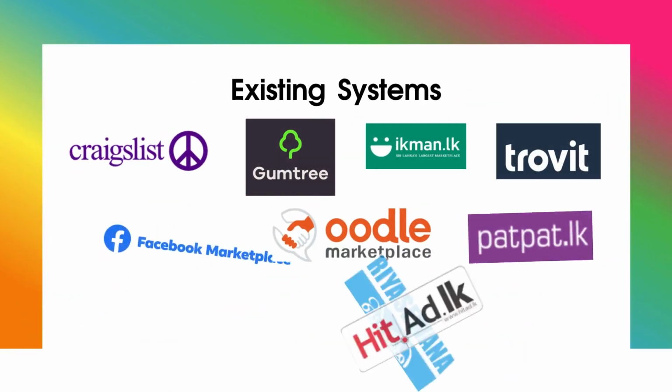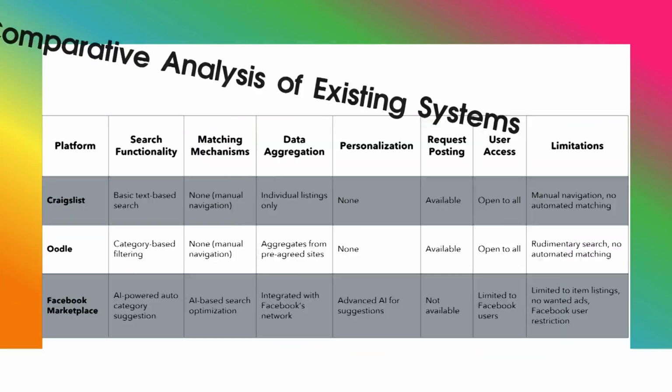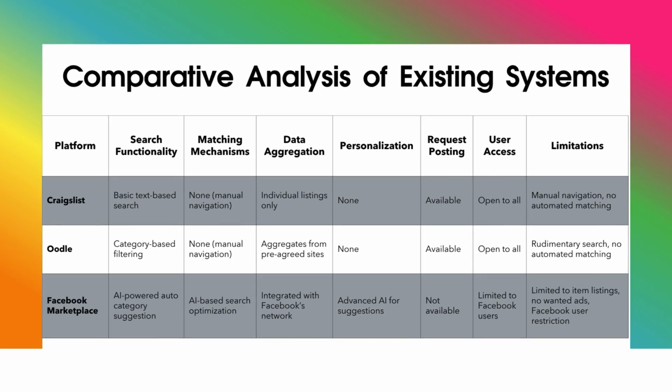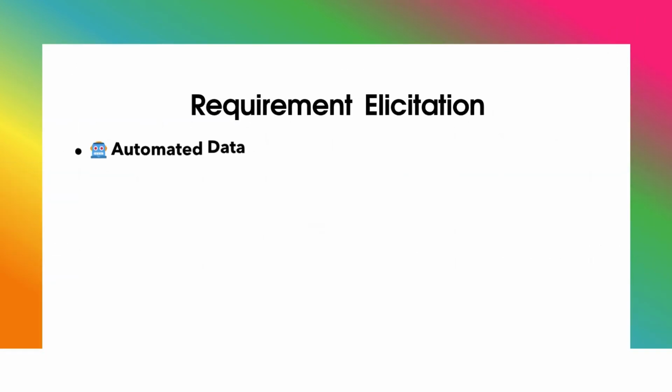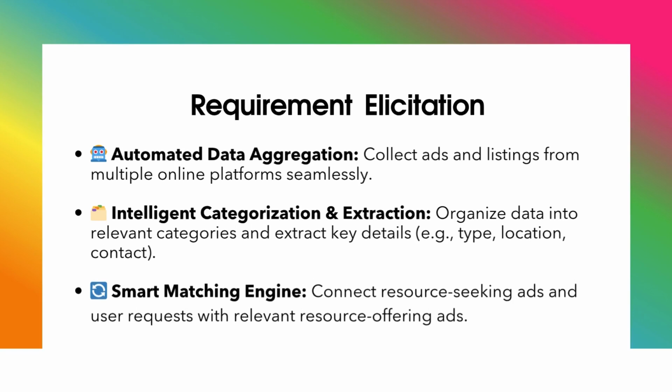We analyzed platforms like Craigslist, Oodle, and Facebook Marketplace. Craigslist and Oodle lack automated matching. Facebook uses AI, but supports only offering ads, not wanted ones. So we defined three requirements for our system: automated aggregation from multiple platforms, intelligent categorization and detail extraction, and a smart matching engine that connects requests to resources.